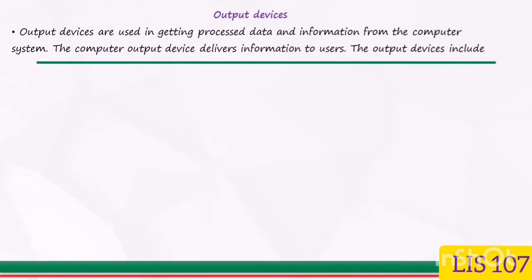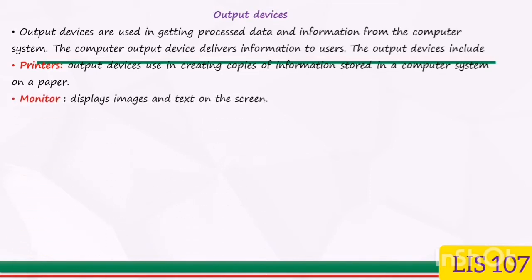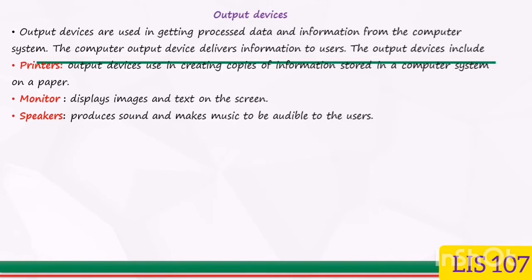So let's go to our output devices. What our output devices do is that they help us deliver our processed information and data to our users. What are examples? The printers. When you use your printer, it will make copies of the information that you have typed. The monitor will display the images and the text on the screen. Speakers will produce the sound and make the music audible to the users.